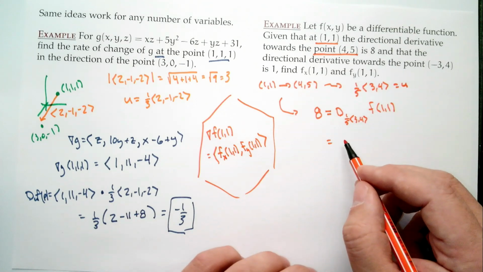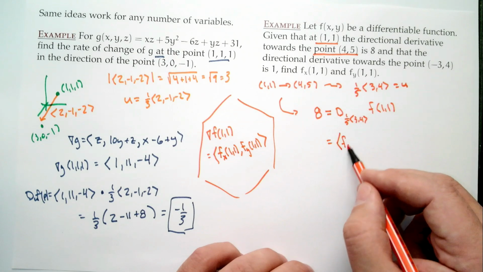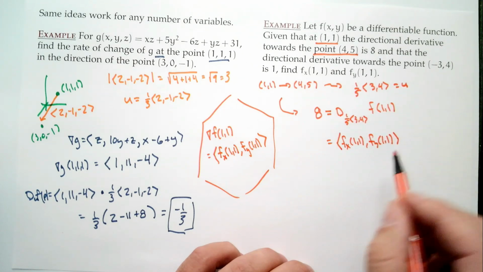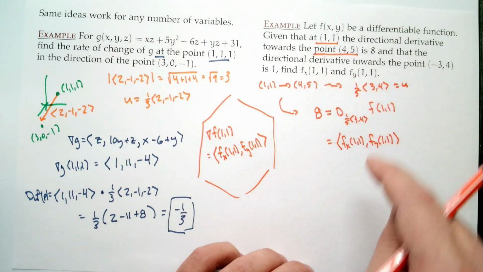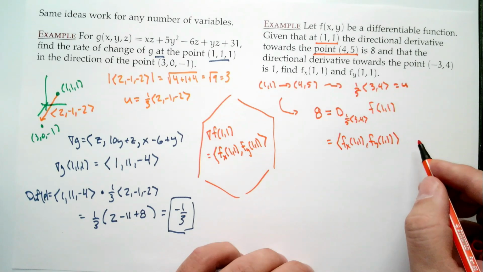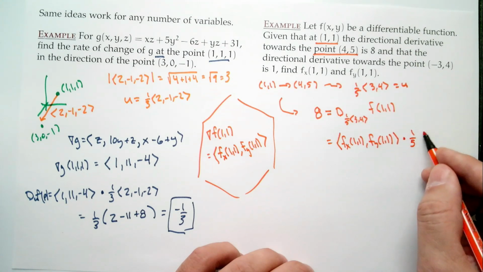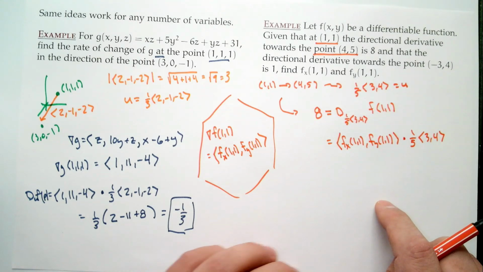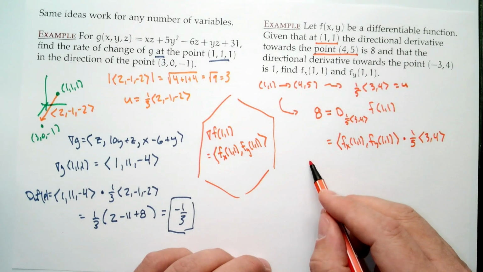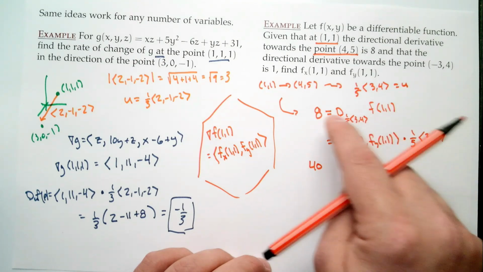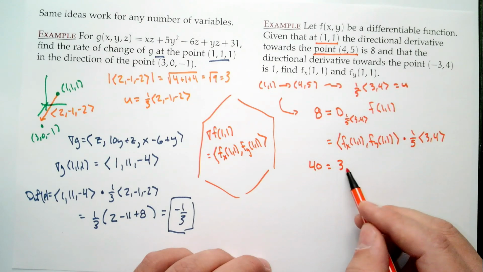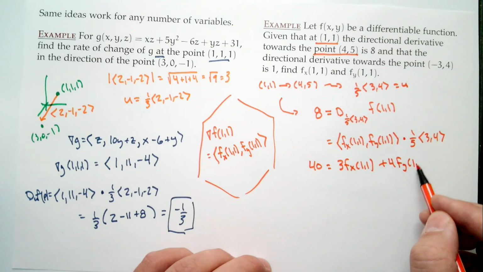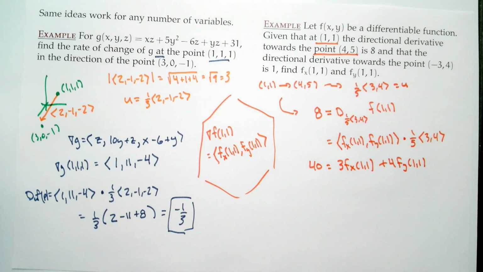So what we're going to get is the gradient, fx at (1, 1), comma, fy at (1, 1). And actually this is good news for us, because that's what we're looking for. It's really useful that that turns out to be what's inside there, dotted with 1/5 times (3, 4). Now we can move the 5 across, so we can write this as 40. I multiplied both sides by 5, so 40 is equal to 3 fx at (1, 1) plus 4 fy at (1, 1). All right, so that's one fact we know.